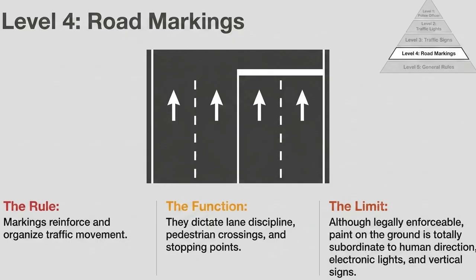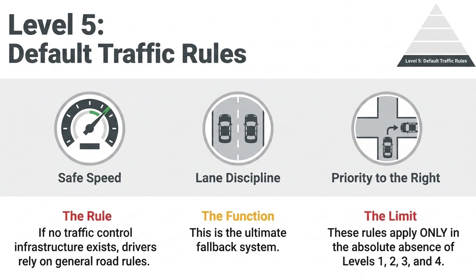paint loses. Finally, right down at the very bottom, we have level 5 default traffic rules. Things like priority to the right, maintaining a safe speed, general lane discipline. These act as your ultimate fallback system when literally all other infrastructure is absent. Think of a super quiet residential neighborhood or an unmarked dirt road. These rules are foundational, absolutely, but they are the weakest form of authority on the road.